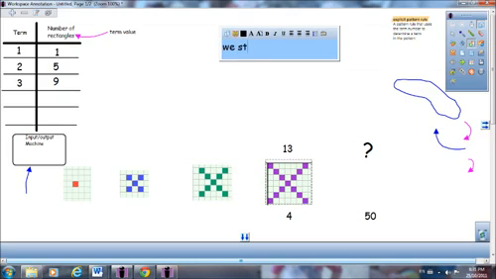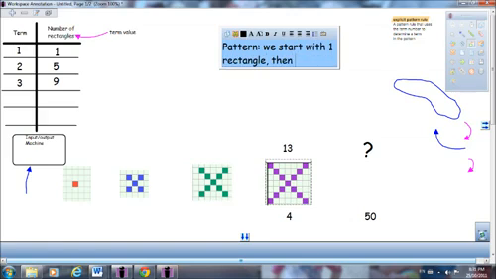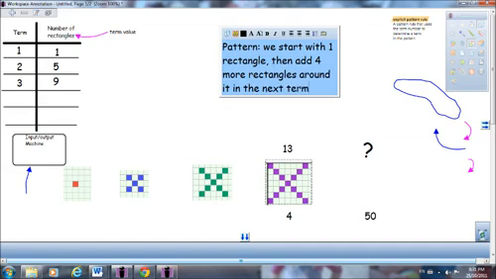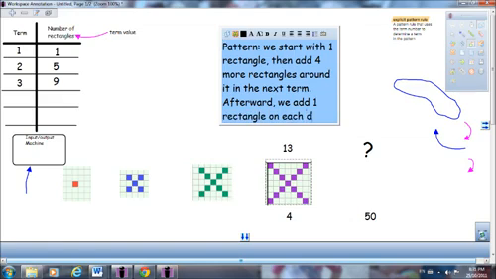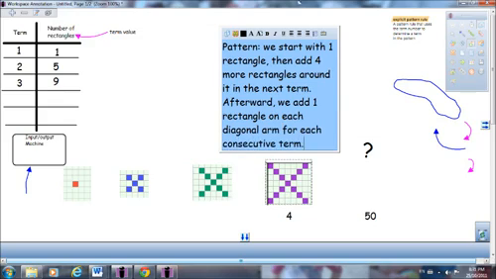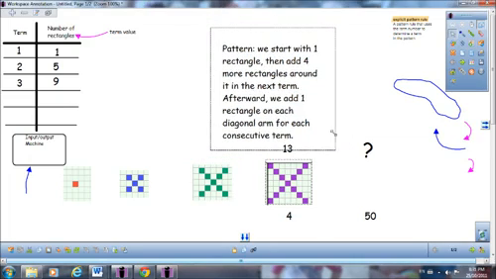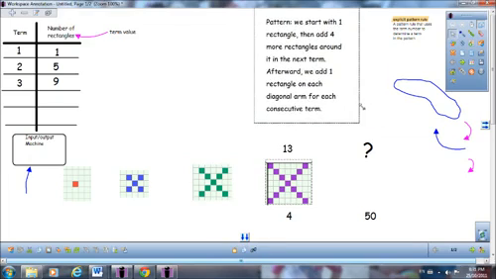is that we start with one rectangle, then add 4 more rectangles around it in the next term. Afterwards, we add 1 rectangle on each diagonal arm for each consecutive term. I know the words sound interesting and some of you may not understand them, but if you read them carefully and try and process exactly what's been written, it'll make sense to you.